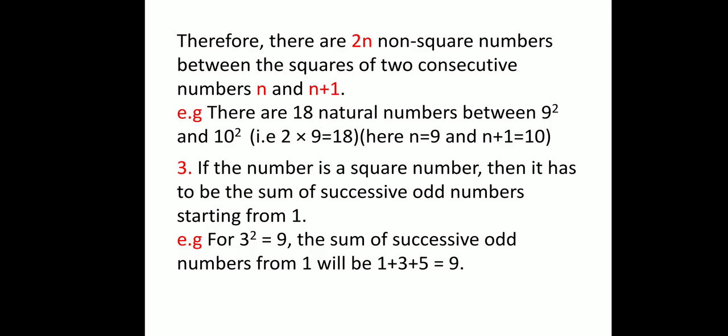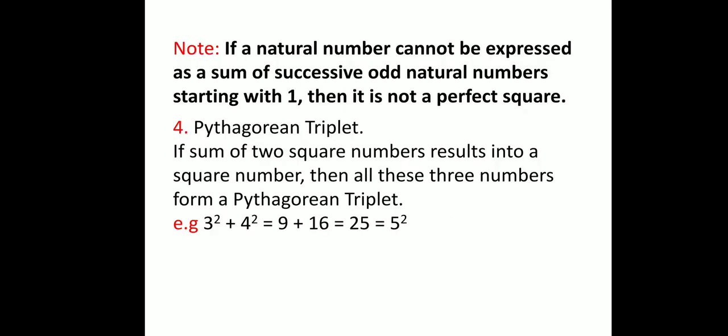Third property is, if the number is a square number, then it has to be the sum of successive odd numbers starting from 1. For example, if I am taking 3 square, that is equal to 9, the sum of successive odd numbers from 1 will be 1 plus 3 plus 5, that will give you 9. You can take 2 square also, that is equal to 4. So 1 plus 3 will give you 4. So it can be observed that if a natural number cannot be expressed as a sum of successive odd natural numbers starting with 1, then it is not a perfect square.